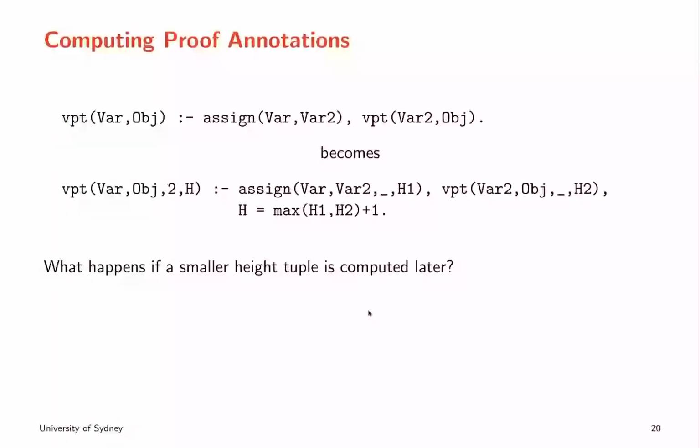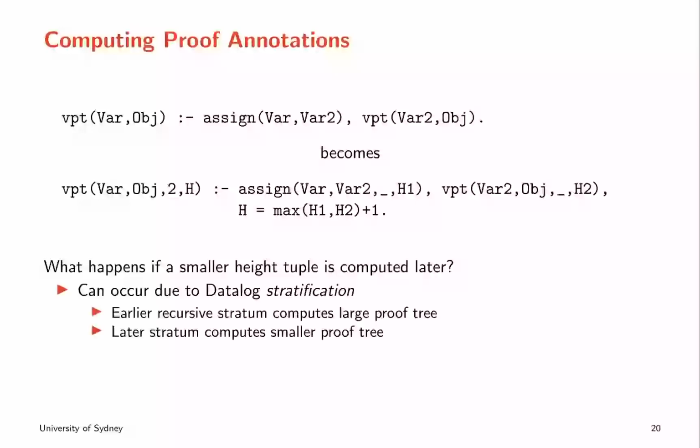So what happens if we have a smaller height tuple computed later? This is a problem that could happen because Datalog is stratified. Each stratum in a Datalog program consists of a set of relations which we compute to fixed point before moving on to the next stratum. So what could happen is that an earlier recursive stratum could compute a really large proof tree, and in a later stratum, which could be recursive or non-recursive, it could compute a smaller proof tree.